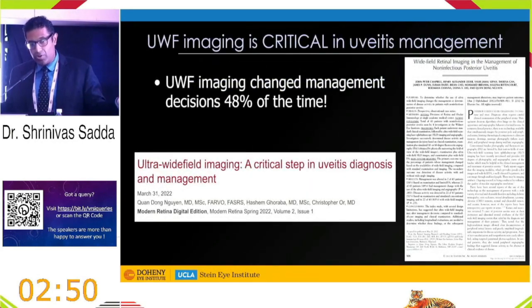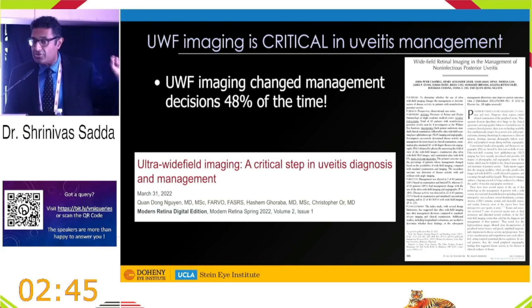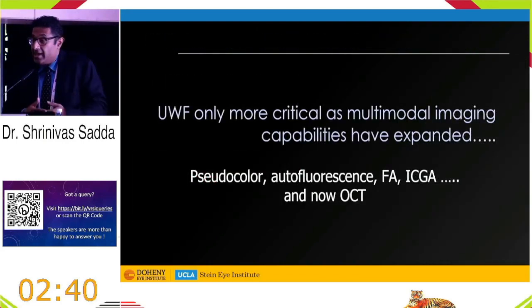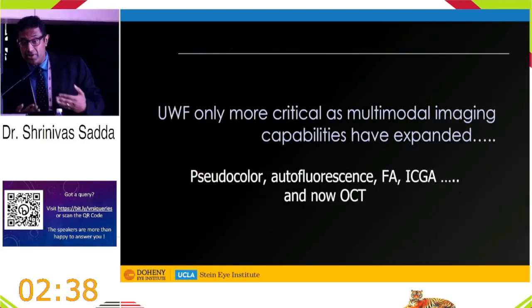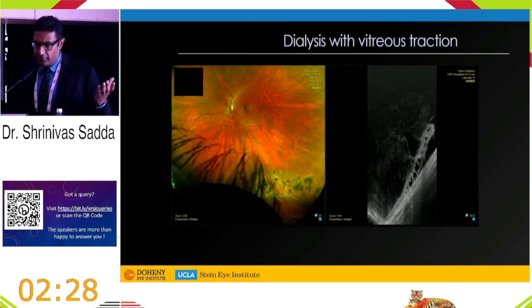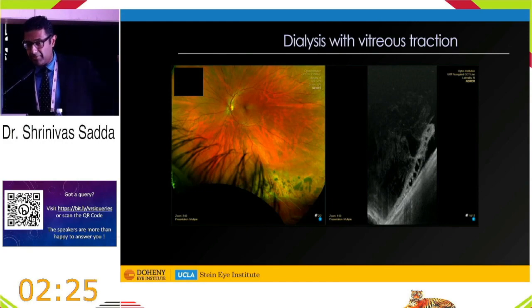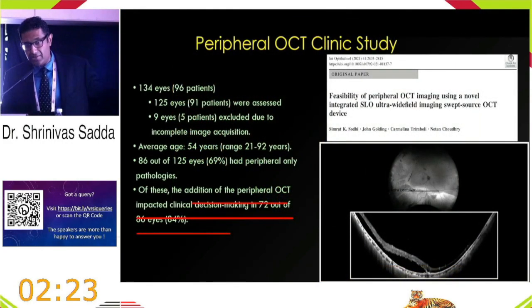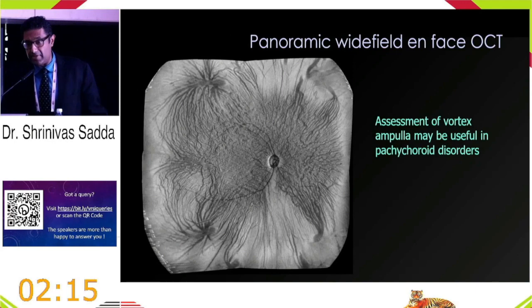In fact, Quan Wen and many others have highlighted in prospective studies that ultra-wide field imaging can change management decisions, and have highlighted that it's critical in the management of uveitis patients. And I think ultra-wide field imaging is becoming more critical as the modalities continue to expand. Now we have OCT capability where we can recognize areas where otherwise we would not have appreciated traction. We can understand traction in these peripheral retinal pathologies by being able to scan in these areas. In fact, Netan Choudhry demonstrated that having peripheral OCT changed his decision-making in over 80% of cases, highlighting the critical importance of being able to image these areas.